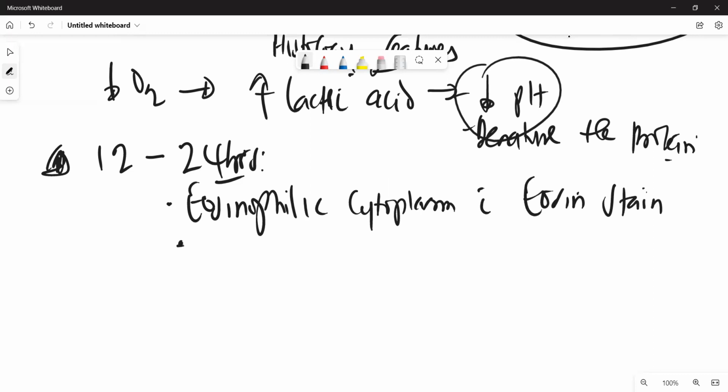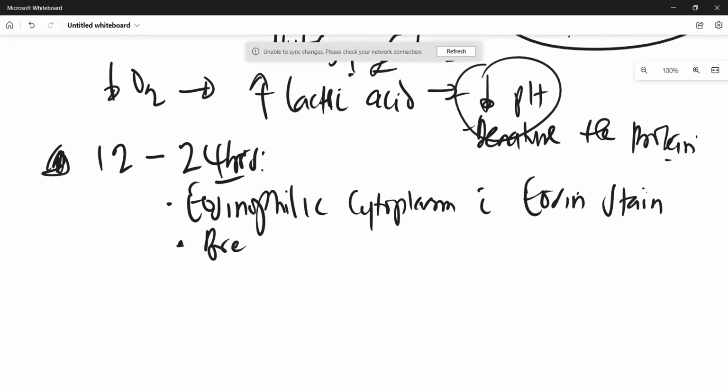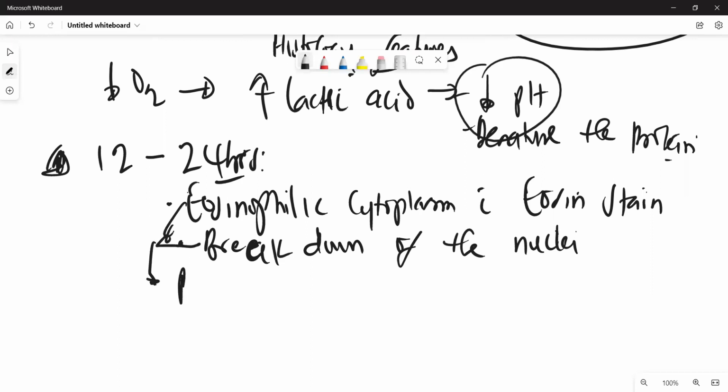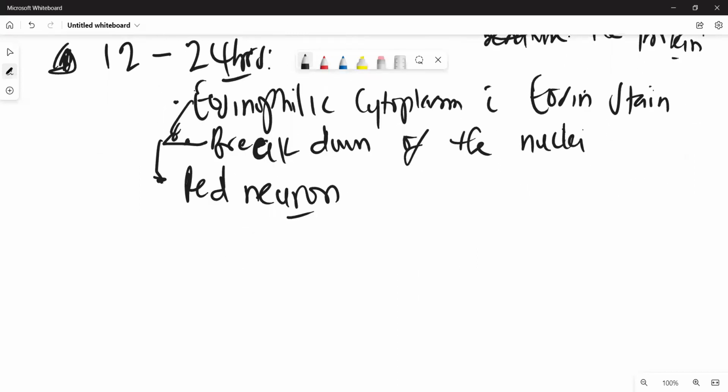And then we start seeing the breakdown of the nucleus. And this together is what we normally refer to as red neuron. So when you hear the word red neuron, that's what they refer to. So red neuron is usually seen at the early stage of CNS infarction, within 12 to 24 hours.